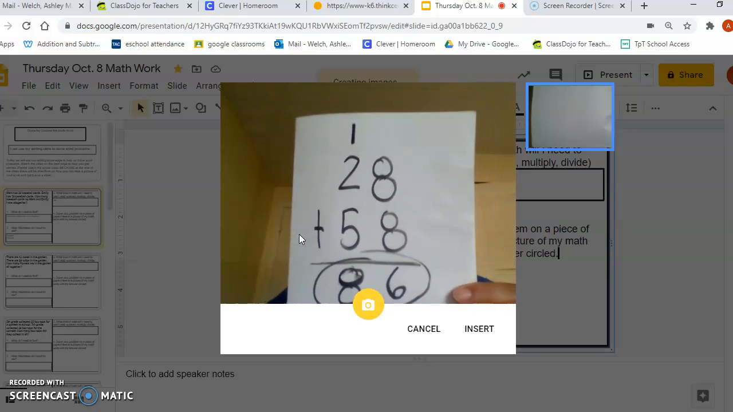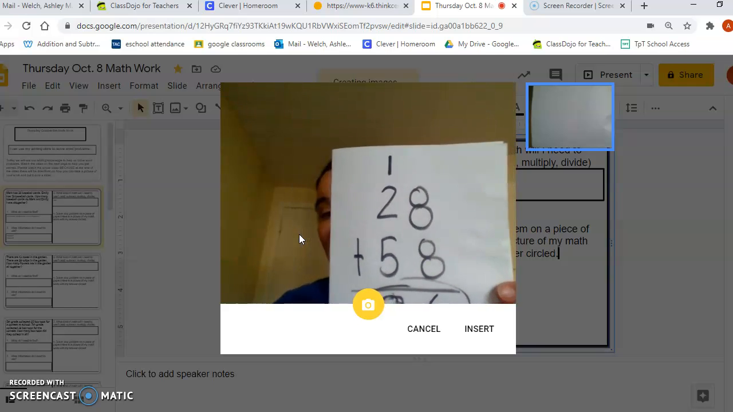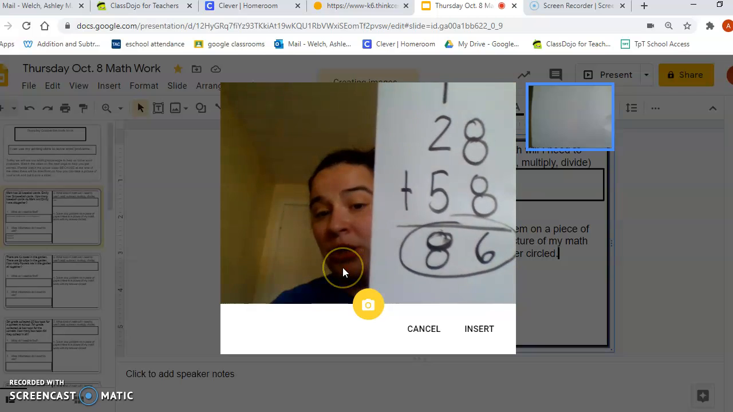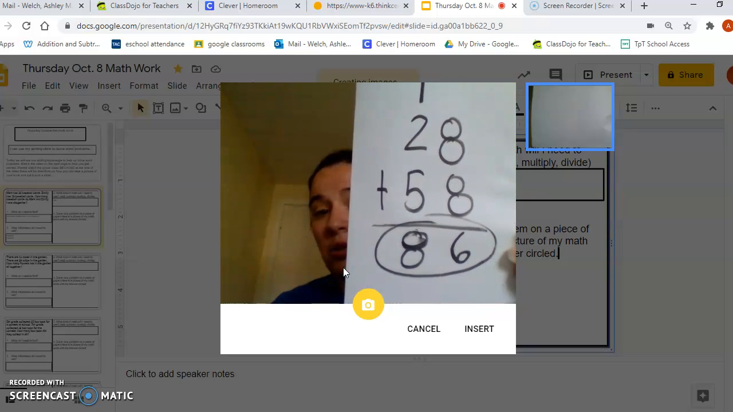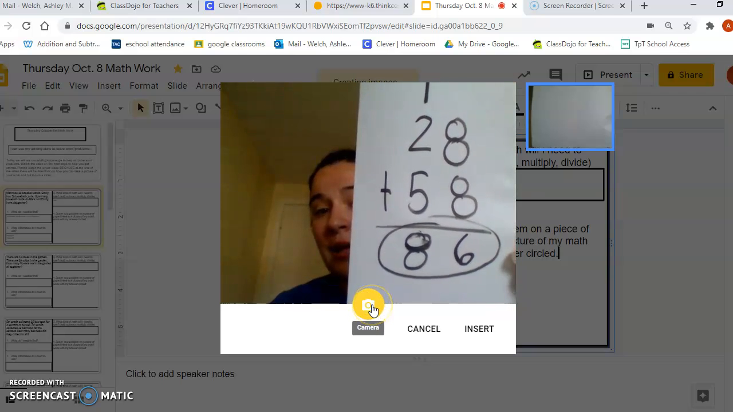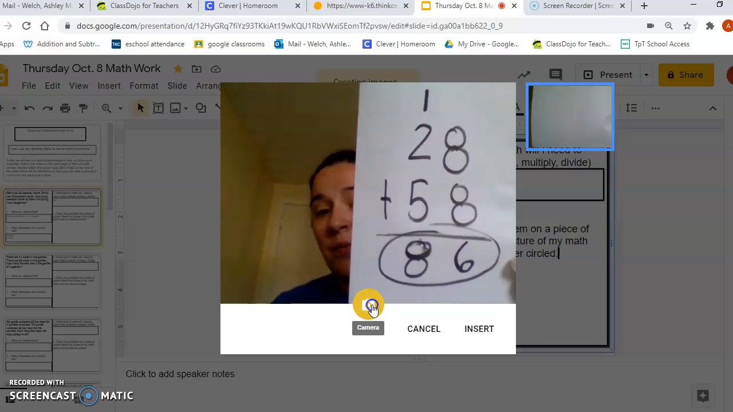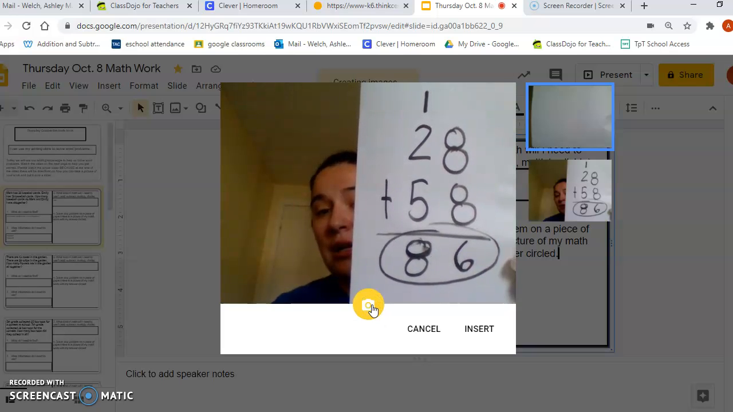Or if you don't want to put your face in, you might have to peek. You have to kind of see a little bit. And you're going to make sure, okay, does that fit in the screen? Can Miss Welch see all my math work? When I can see all your math work, and you can too, there's the camera button, and you click on it, okay?